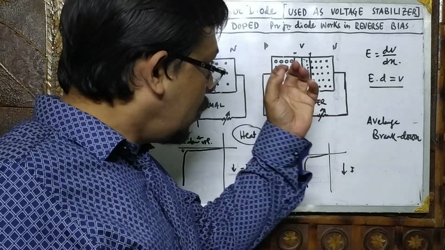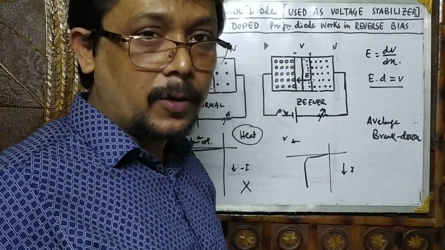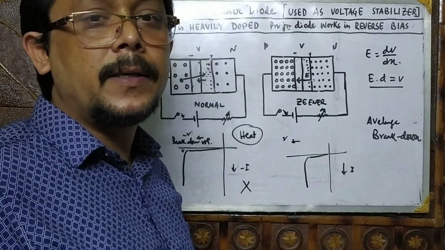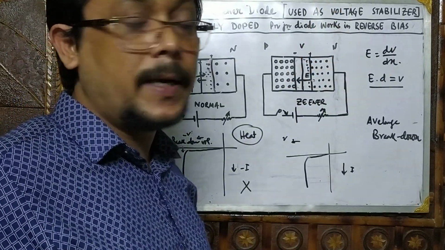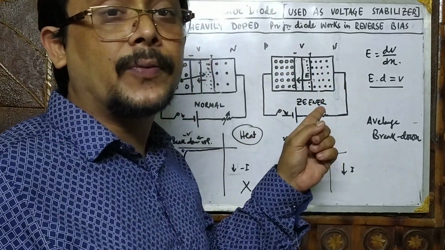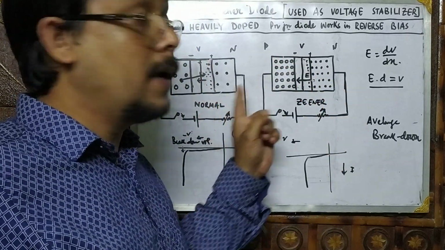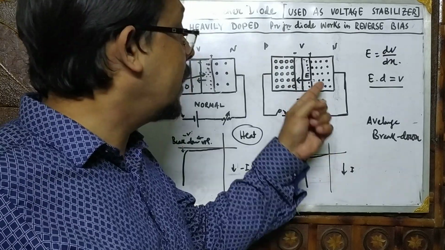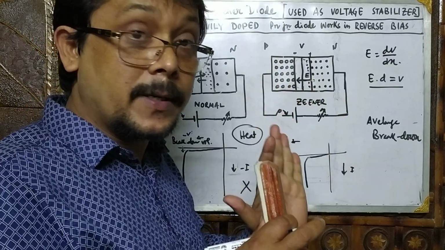So when the electric field brings out the electron from the silicon atom, there is no question of producing heat. So there is no generation of heat. It means that the Zener diode will not be destroyed. That is the difference. The normal diode will be destroyed, but the Zener diode will not. We can use it next time also, because there is no generation of heat. This is the basic difference.